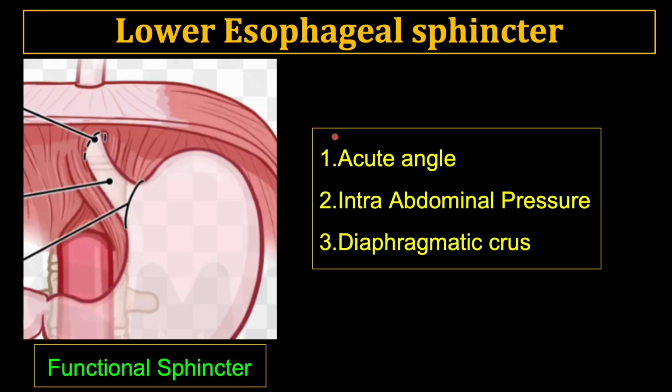The etiology for gastroesophageal reflux disease lies in the laxity of the lower esophageal sphincter. Lower esophageal sphincter, we already know, is a functional sphincter. Its mechanism depends on three factors. One is the acute angle entry of the esophagus into the gastric lumen. Second is intra-abdominal pressure, which compresses the esophagus. Third, the diaphragmatic thrust, which acts on the lower part of the esophagus, creating a pinch-cock mechanism.